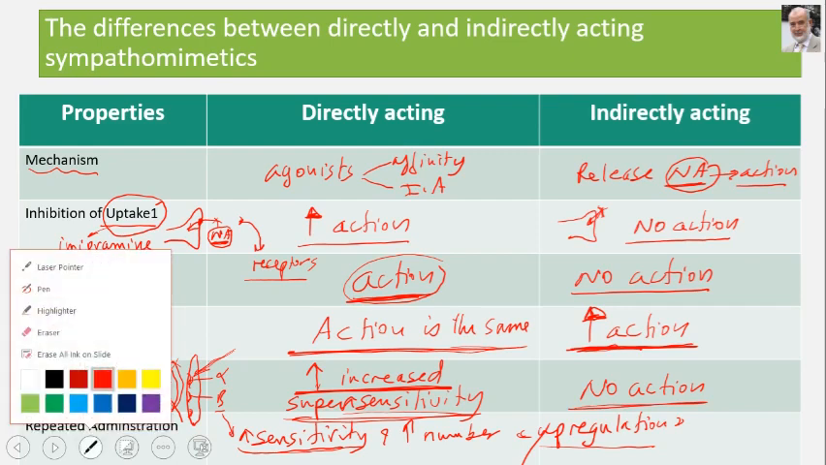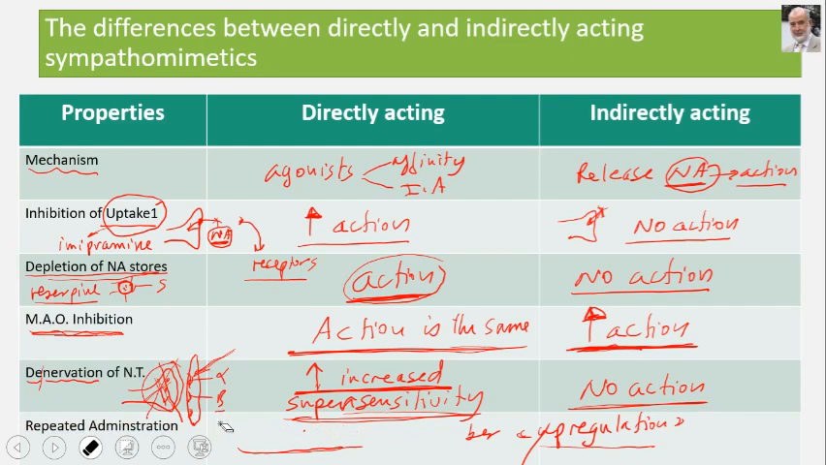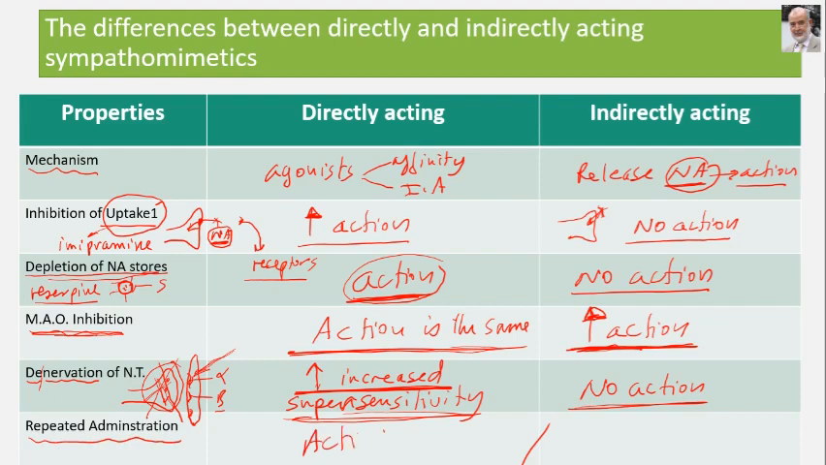The last difference we are going to talk about is what will happen if we repeatedly administer these drugs over a short period of time. Directly acting drugs will find the receptors present, so they produce the same action. What will happen to the indirectly acting? Their action will start to disappear.